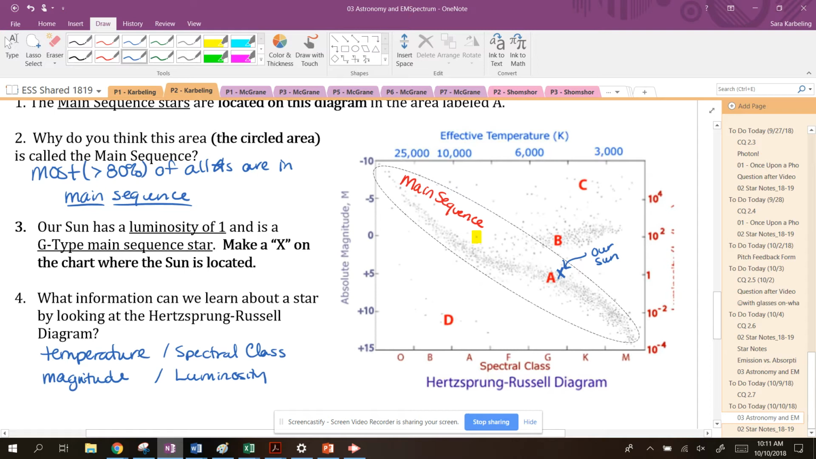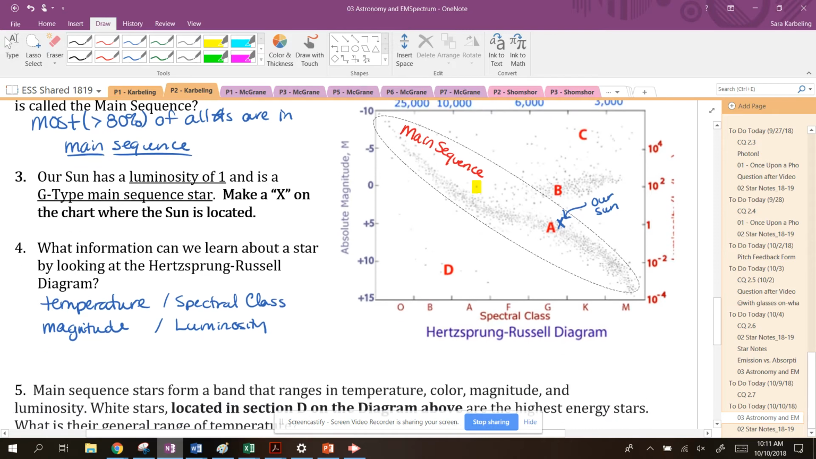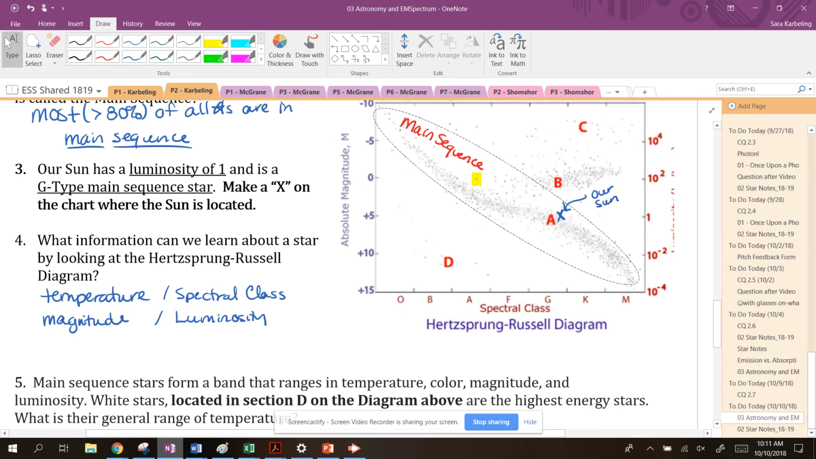So this thing over here, luminosity, and this thing over here, absolute magnitude, mean the same thing. They both are quantifying how bright the object is. So magnitude and luminosity are both quantifying how bright the object is. Okay? In a little bit different ways they are, but it's the same thing. Temperature and spectral class, again, are the same deal.